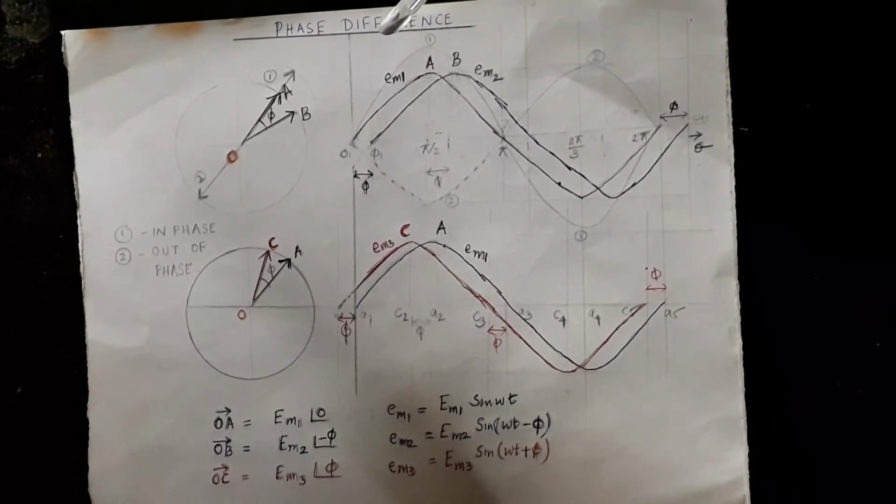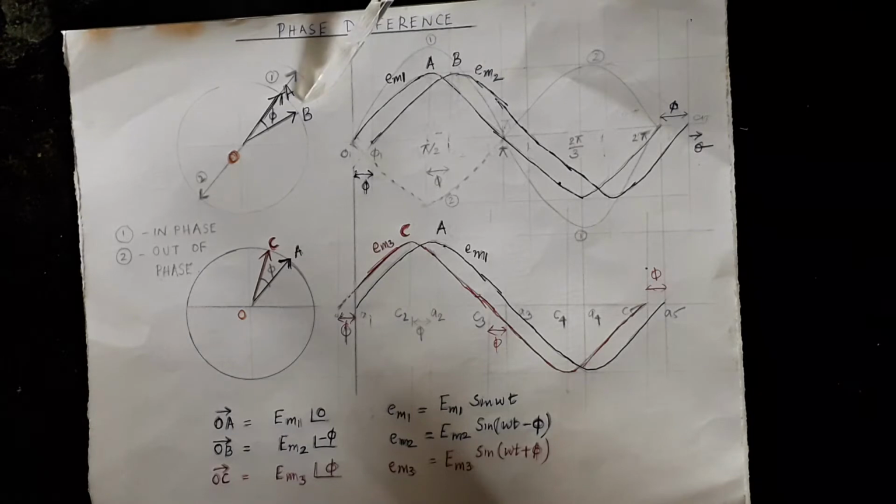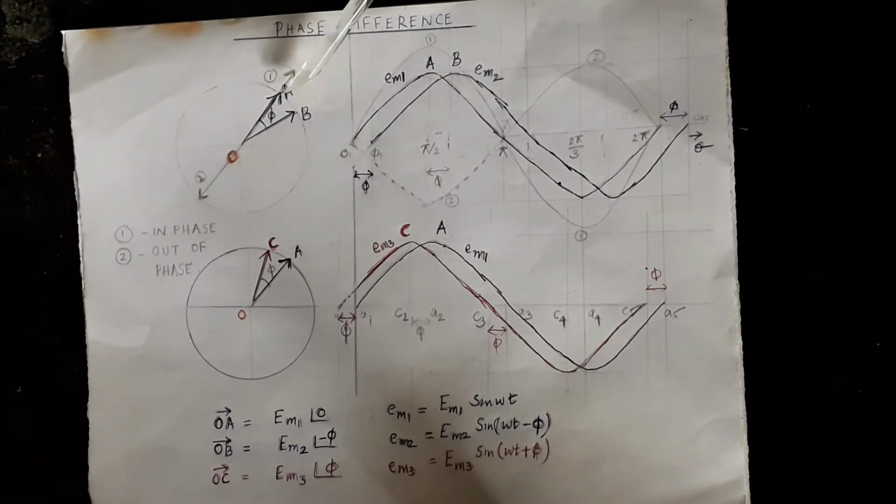In this video we are going to see what phase difference is, what phasors are, and how to do calculations using phasors. In the diagram shown, you can see two alternating quantities represented as sinusoidal waveforms e_m1 and e_m2, and they are also represented by two phasors. Phasor representation makes calculations easier.